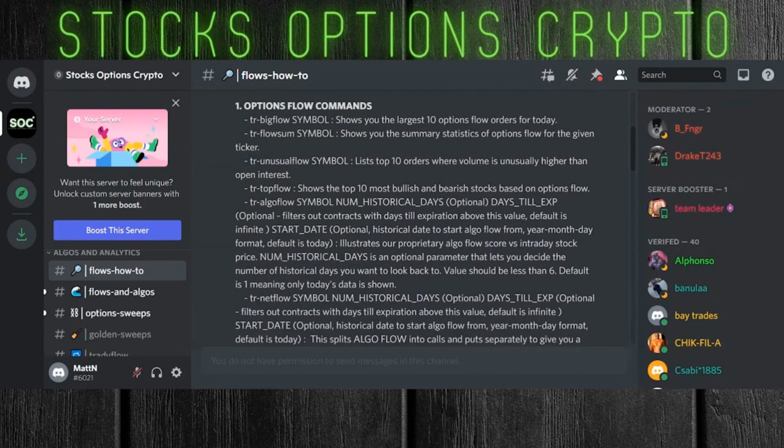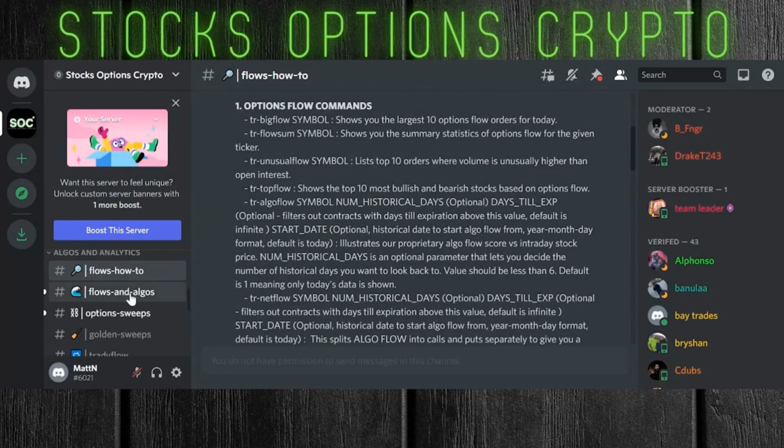The first one, TR-big flow, and then symbol. It doesn't mean you just write the word symbol. You'll enter whatever stock or ETF you're trying to track the direction for. Me, I love to track the direction of the market, so I'm going to use the symbol SPY for all of my queries this morning. Again, the first one will be TR Big Flow, and it's going to show me the 10 largest option positions for today's flow order.